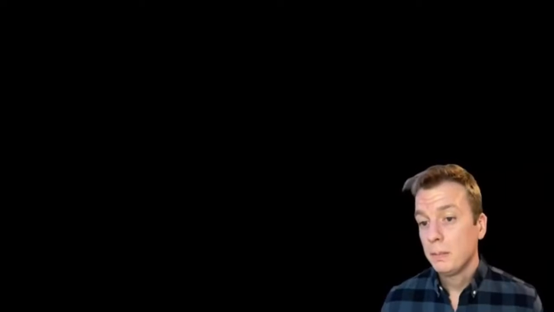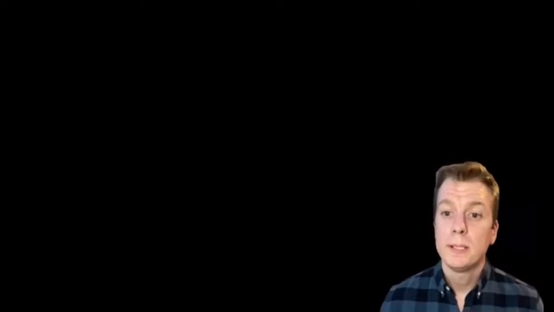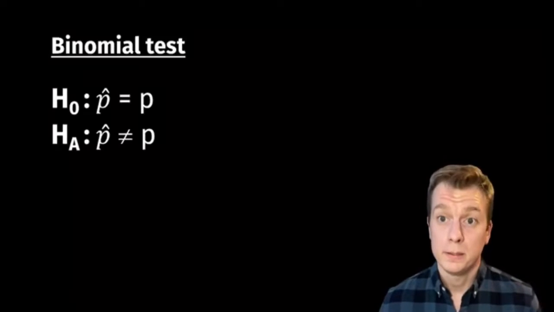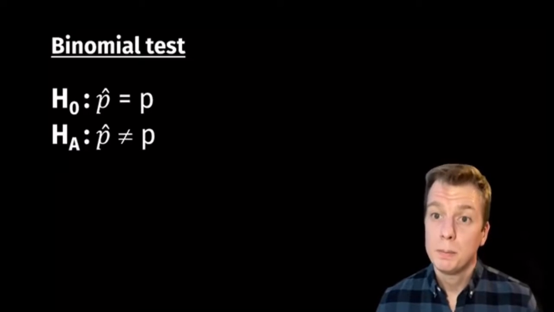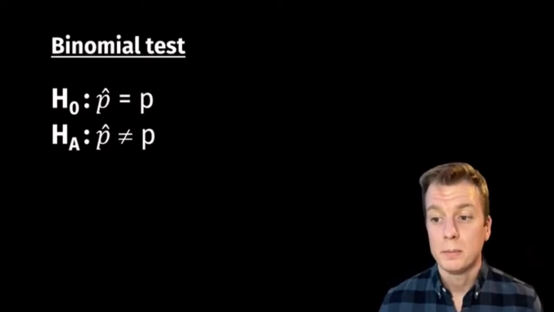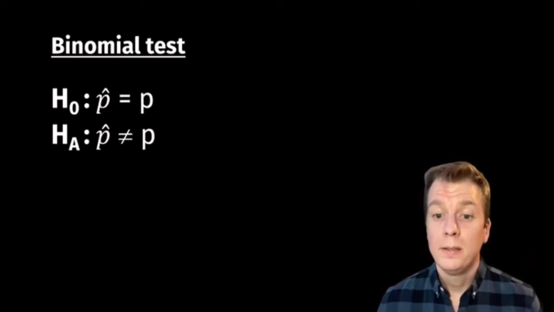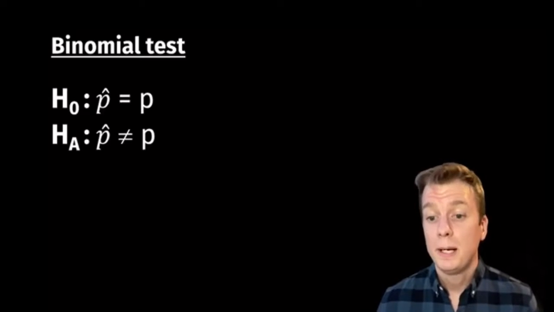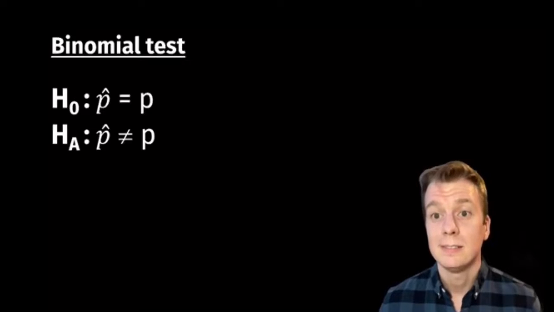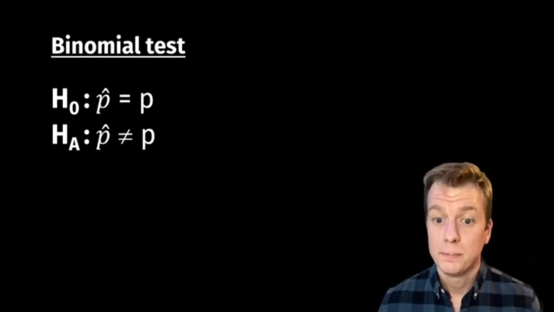We can test the probability of success based on some experiment by performing a statistical test called a binomial test. In a binomial test, the null hypothesis is that a sample proportion comes from a population with a probability of success equal to p. The alternative hypothesis is that a sample proportion comes from a population with a probability of success not equal to p.